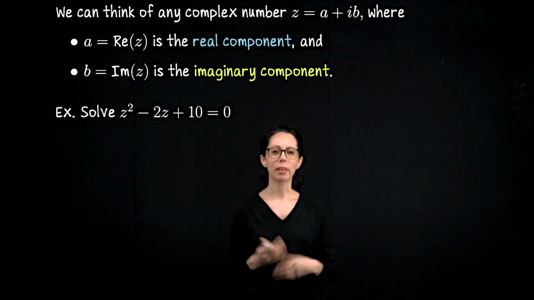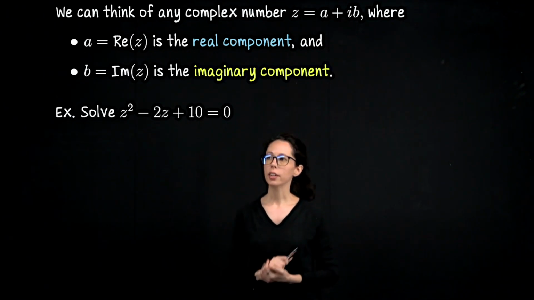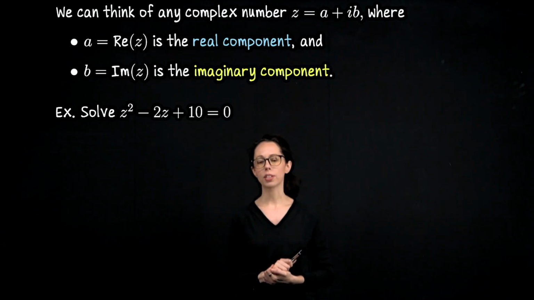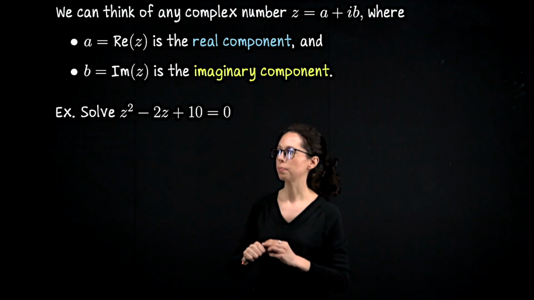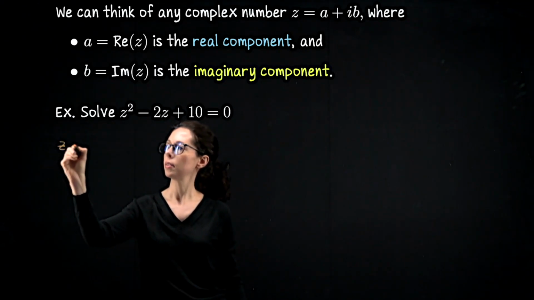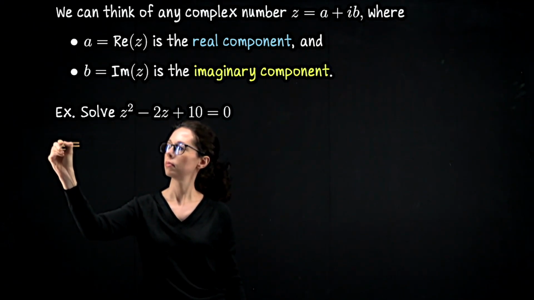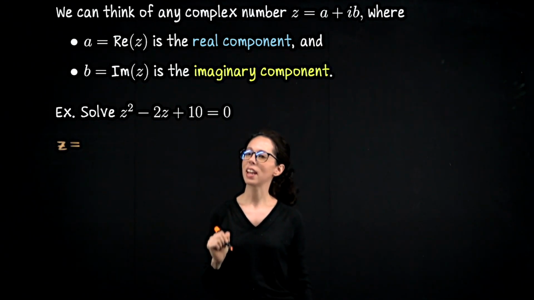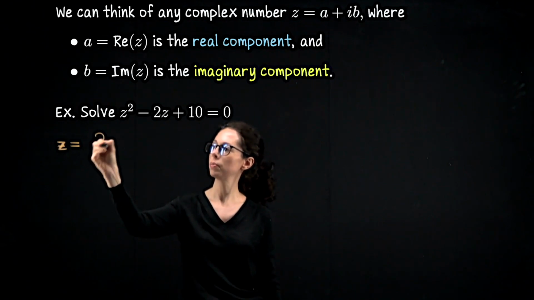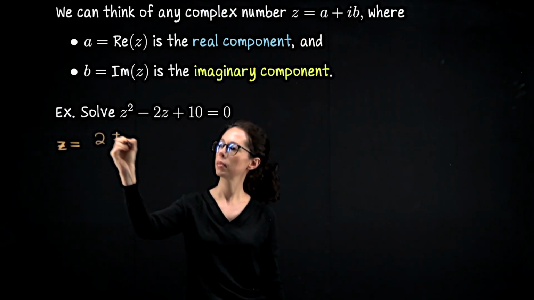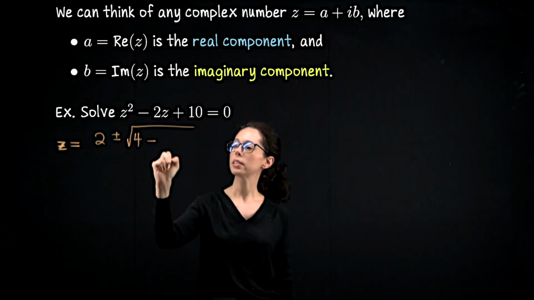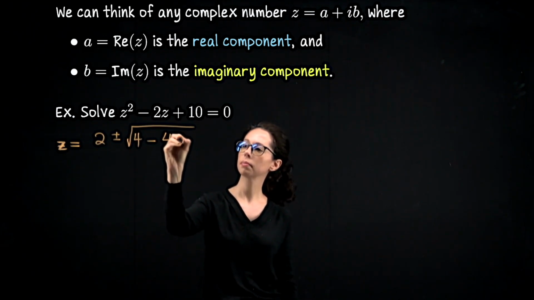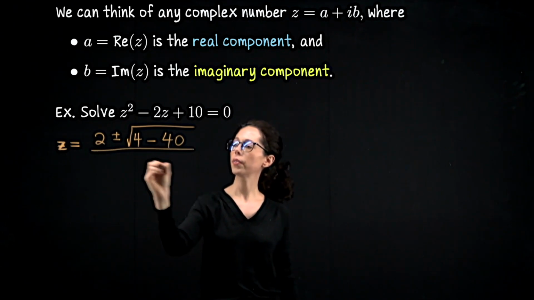Let me show you how you might land on one of these numbers. So consider the quadratic equation z squared minus 2z plus 10 equals 0. Let's try to solve this with the quadratic formula. We'll say that z, sorry if you can't read that, trying to make it a little bolder. Okay, z is negative negative 2, so 2, plus or minus the square root of negative 2 squared, so 4, minus 4 times 1 times 10 is 40, all over 2 times 1.